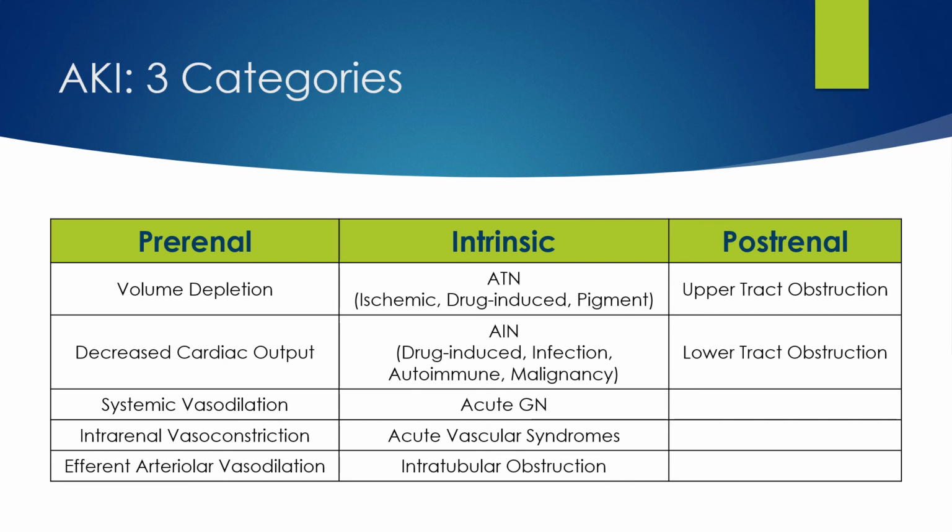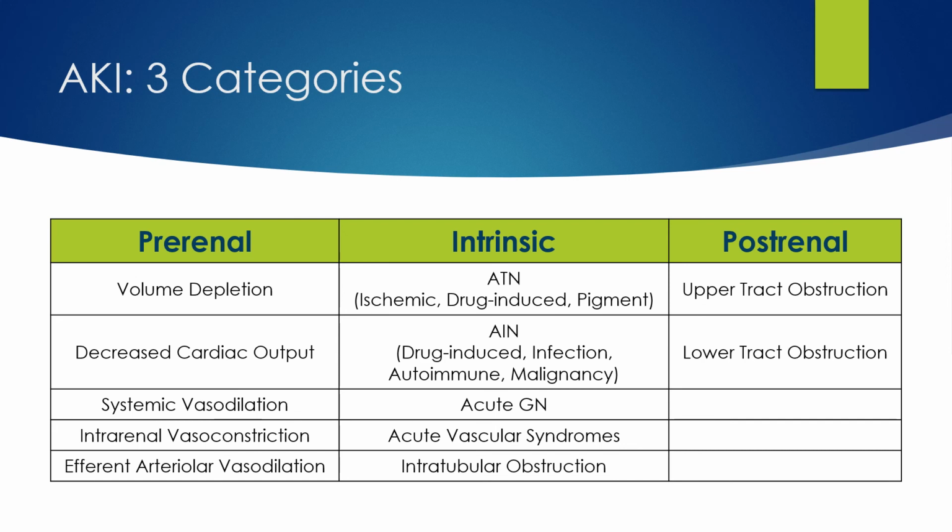Also, it could include intrarenal vasoconstriction, such as what you see with NSAIDs, or it could be efferent arteriolar vasodilation, which is what you see with ACE inhibitors and ARBs. Intrinsic causes include diseases such as acute tubular necrosis, which is further broken down into either ischemic or prolonged pre-renal acute kidney injury, or drug-induced, such as what you would see in vancomycin use or IV contrast or NSAIDs. And remember, I also said NSAIDs for pre-renal, so it can cause pre-renal and intrinsic disease. Also pigments, such as rhabdo or hemolysis.